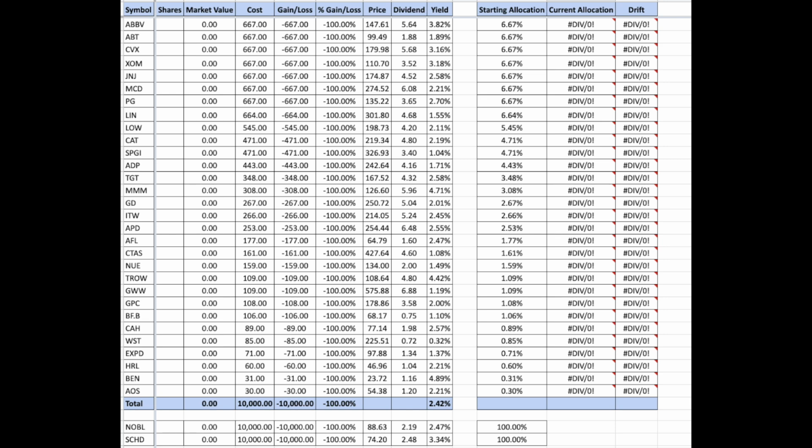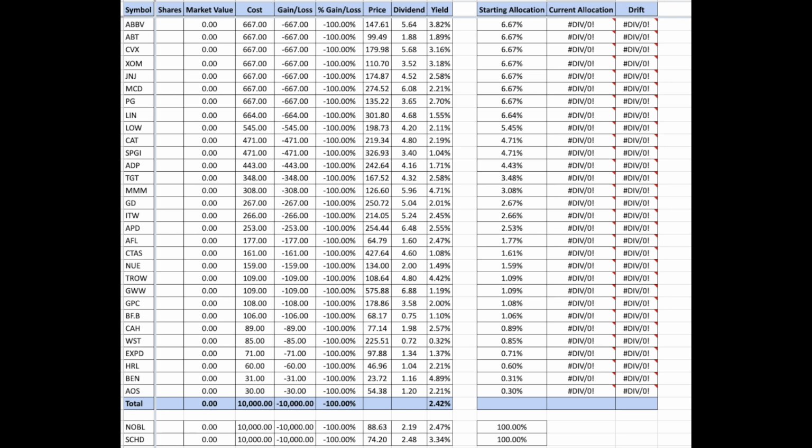Okay, as for the rest of the aristocrats using my method and their allocations, we have Linde plc at 6.64%, Lowe's at 5.45%, Caterpillar at 4.71%, S&P Global also at 4.71%, ADP at 4.43%, Target at 3.48%, 3M Company at 3.08%, General Dynamics at 2.67%, Illinois Tool Works at 2.66%, Air Products and Chemicals at 2.53%, Aflac at 1.77%, Cintas at 1.61%, Nucor at 1.59%, T.